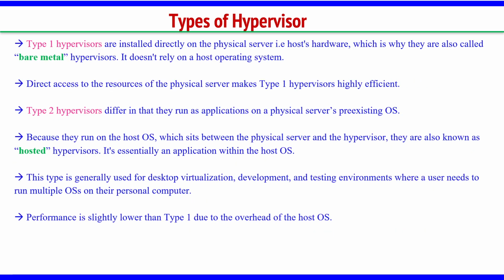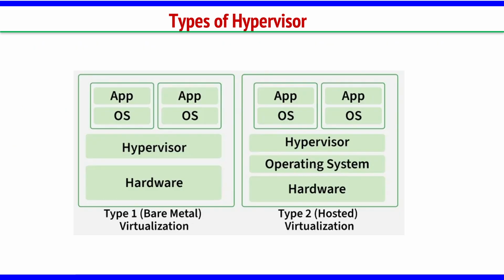There are two different types of hypervisor, right? Type 1, which we call bare metal, and then comes type 2, that is the hosted hypervisor. What is bare metal? Let's see this diagram and understand.